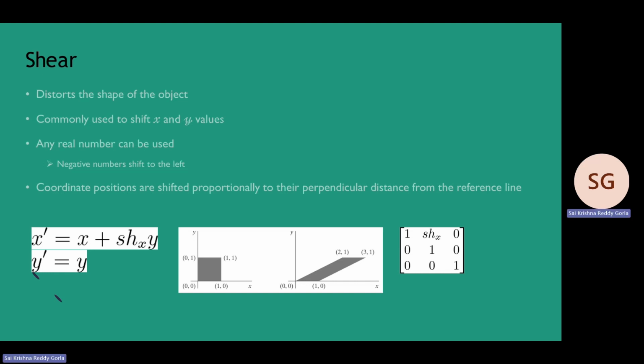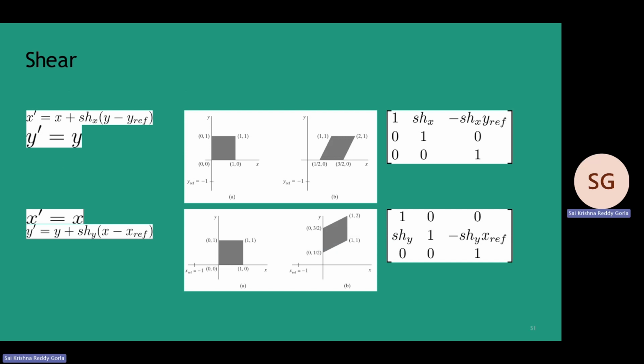It distorts the shape of the object, commonly used to shift x and y values. In any real world it can be used, and a negative number shifts to the left. Coordinate positions are shifted proportionally to the perpendicular distance from the reference line. So here you can see the images which have been shifted perpendicularly towards the x value side. You can see the equation x1 is equal to x plus shear xy. You can see here the matrix of shear x, which is a 3 by 3 matrix, and these are the values for the y coordinate of the y axis.